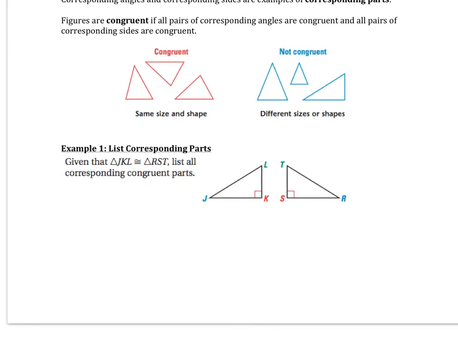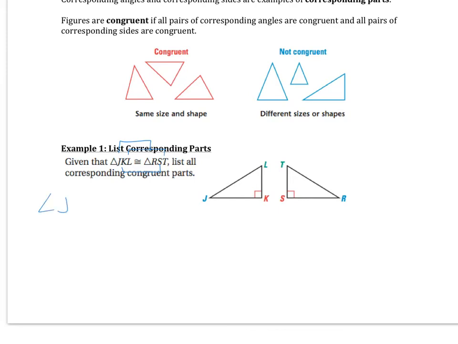So in example 1, we're going to list the corresponding parts given that we know triangle JKL is congruent to triangle RST. List all of the corresponding parts. So based on the congruency statement itself, which is triangle JKL is congruent to triangle RST, that's called a congruent statement, we can match up, and they're color-coded, J with R, K with S, and L with T.